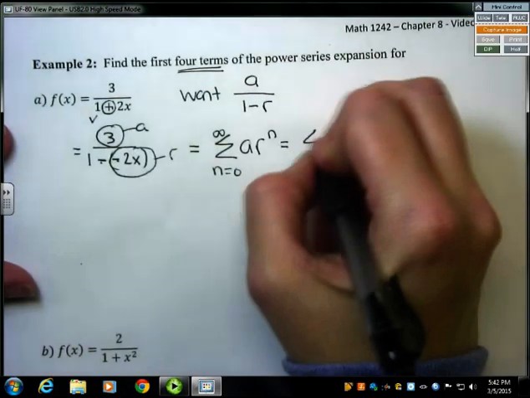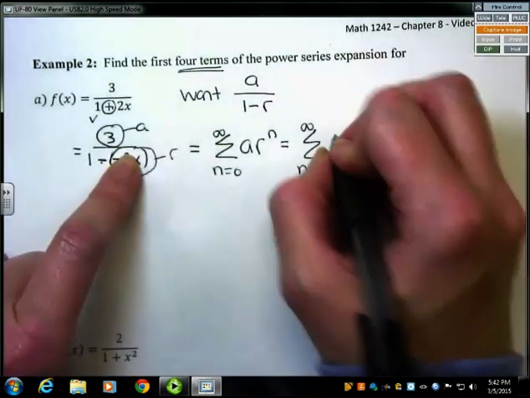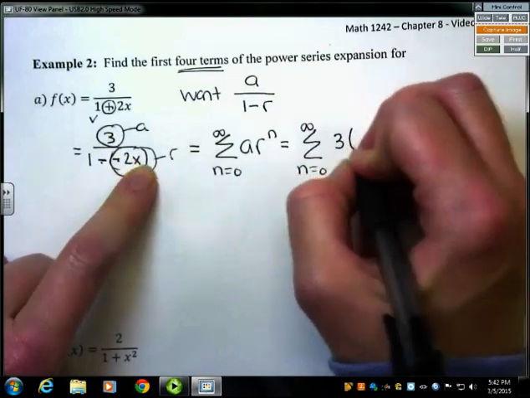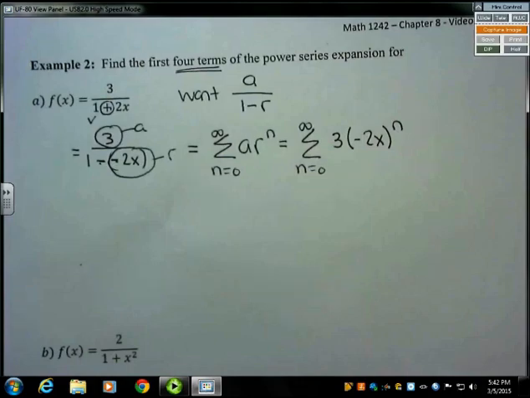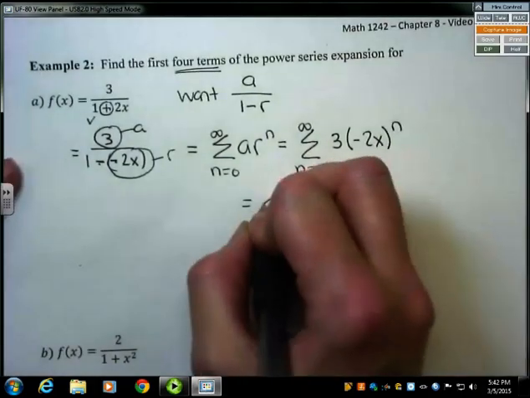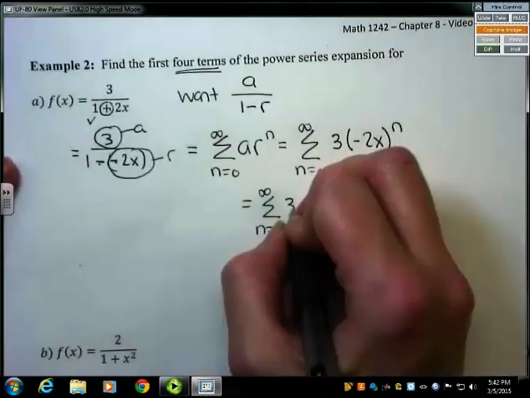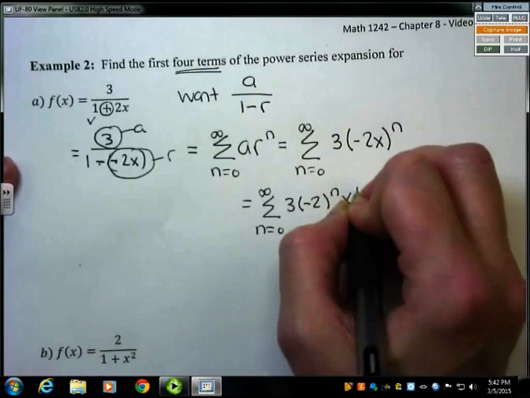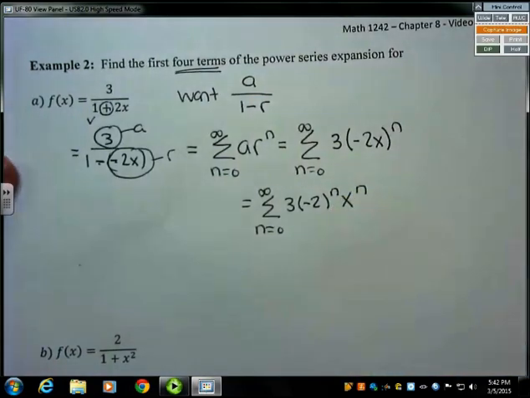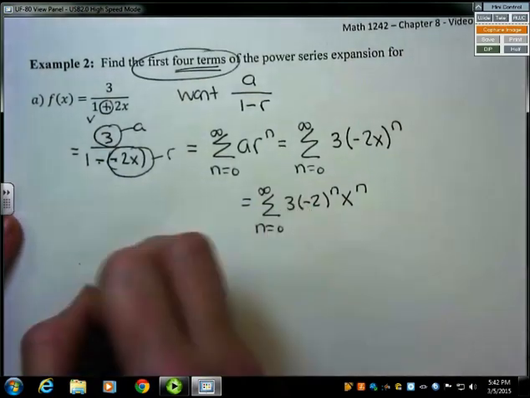So series going from 0 to infinity, our a was 3. Our r is negative 2x to the nth power. What I'm looking at is a summation from 0 to infinity of 3 times negative 2 to the n, x to the n. They want the first 4 terms, so I'm going to expand this summation.